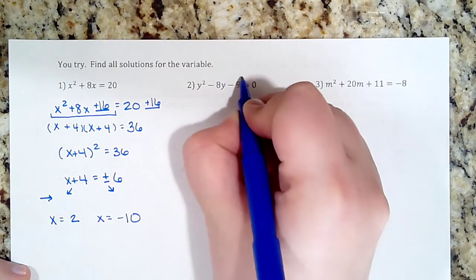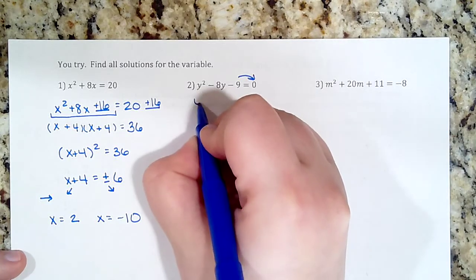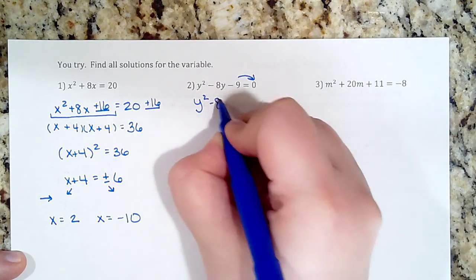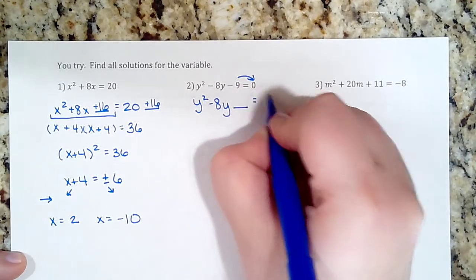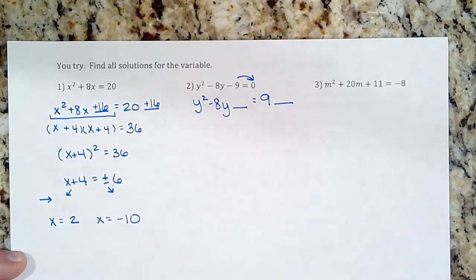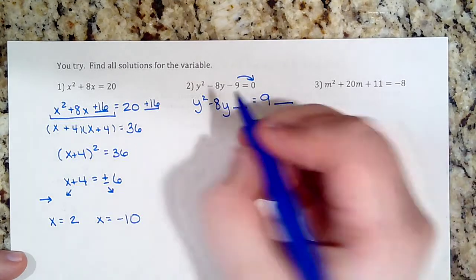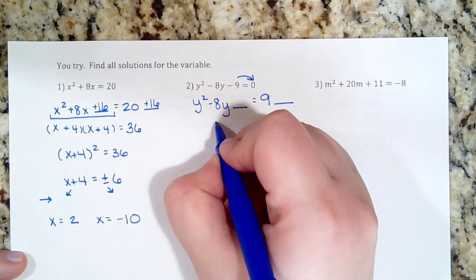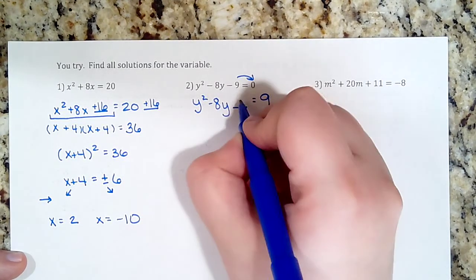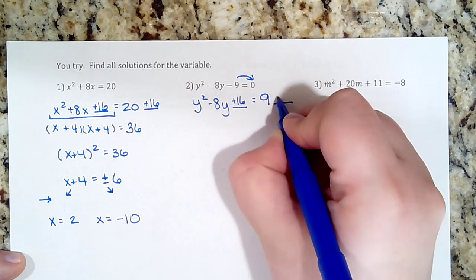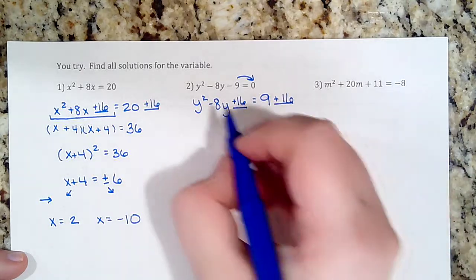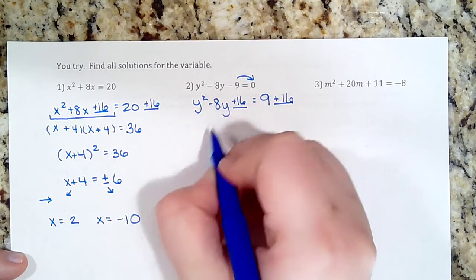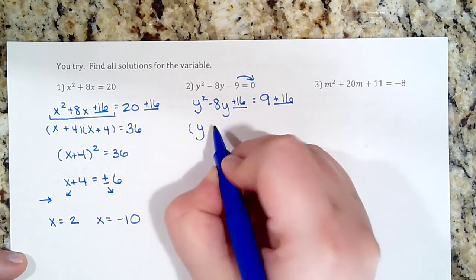All right, second example. That 9 isn't working for me, so I'm going to move it over and create my blank. Y squared minus 8y, create your blank. 9 moves over, create your blank. Negative 8 divided by 2 is negative 4. Negative 4 squared is positive 16. Positive 16 on both sides.